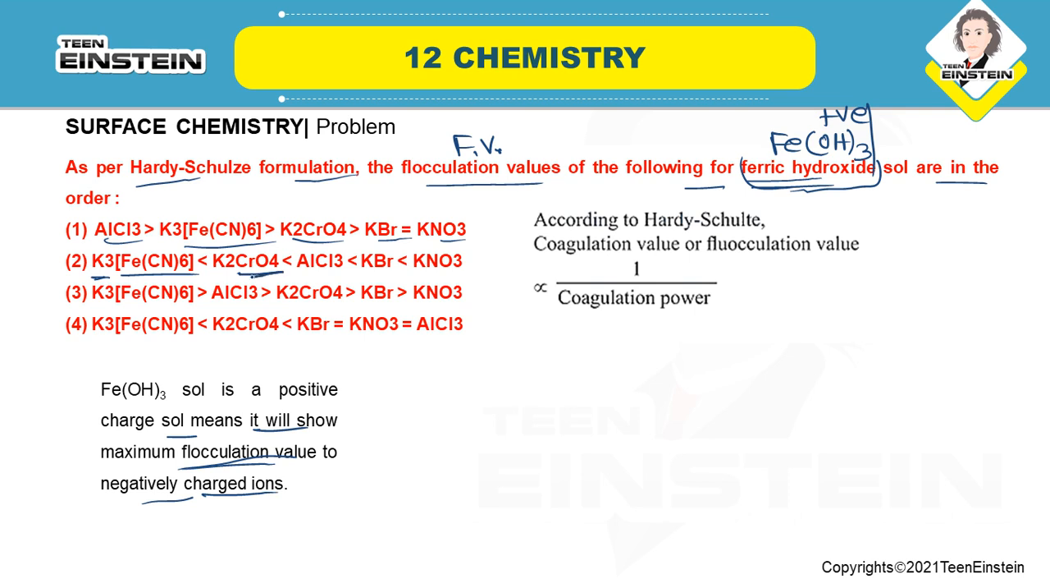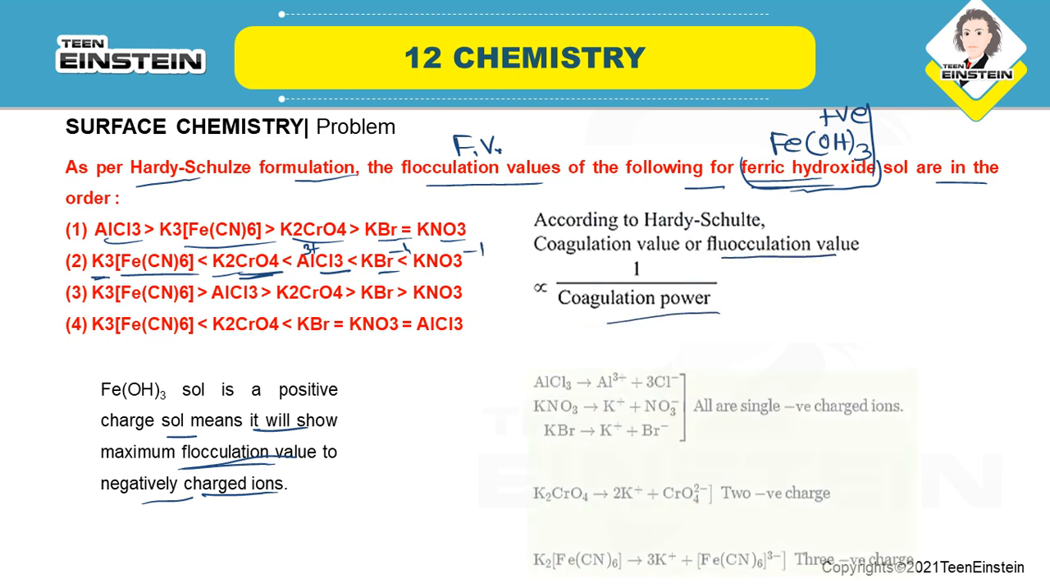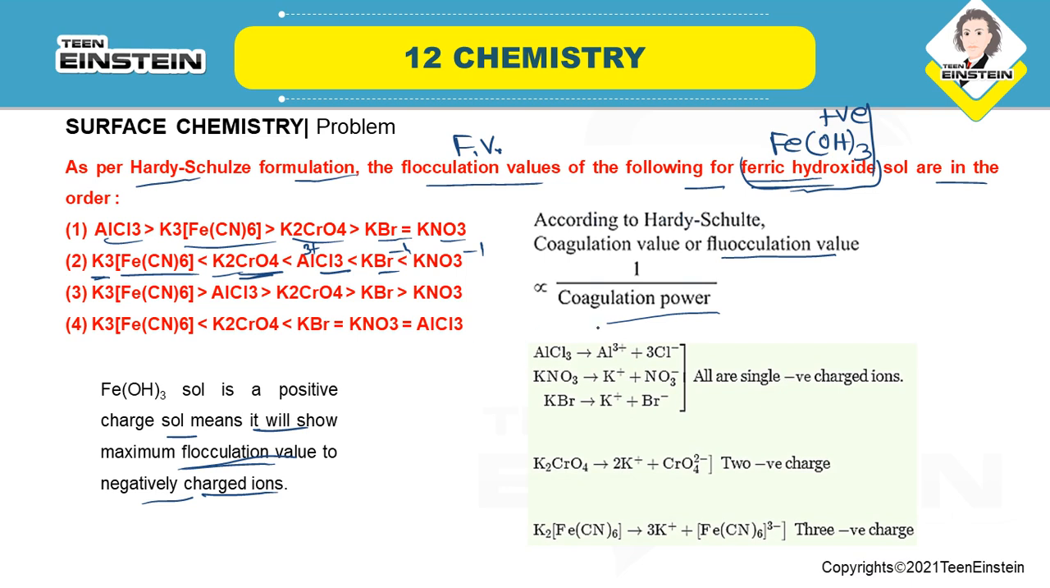K2CrO4: just focus on CrO4. It is CrO4 2- because you have 2 potassium. For the chloride, it is Cl- because the cation is 3+, so each chlorine has -1 charge. Br is already -1. This is also -1. So according to this, all these three ions are singly negative. CrO4 is 2-. The ferricyanide has 3 negative charges.